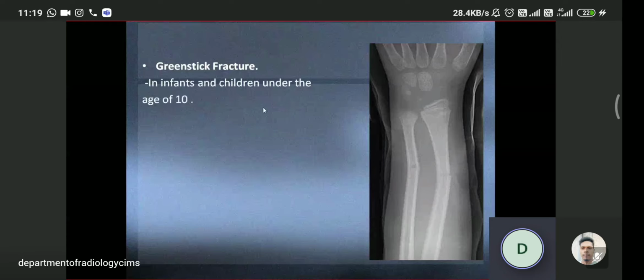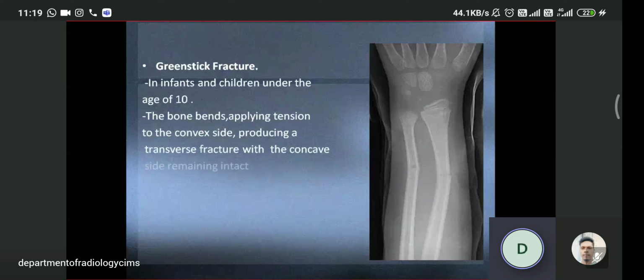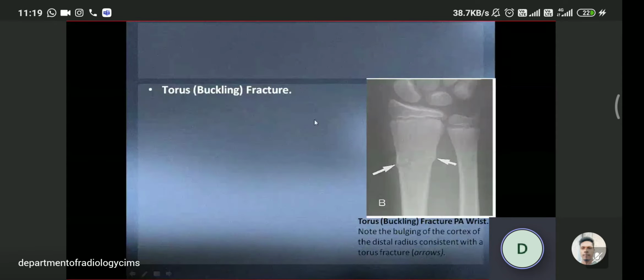It occurs in infants and children under the age of 10 years. The bone bends, applying tension to the convex side, producing a transverse fracture with the concave side remaining intact. And this is the torus fracture, buckling. There is no bending. So it is the torus fracture, buckling fracture.